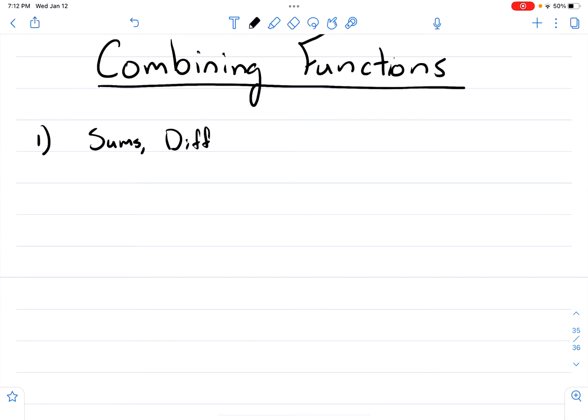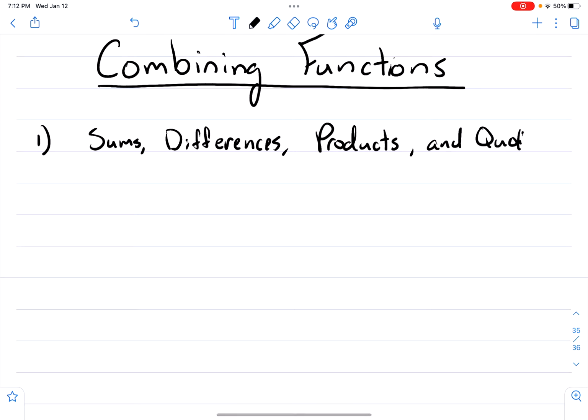differences, I think you know where I'm going with this, products, and quotients. And so what does that mean? Well, quotient. There we go. Q-U-O-T-I-E-N-T, sorry.